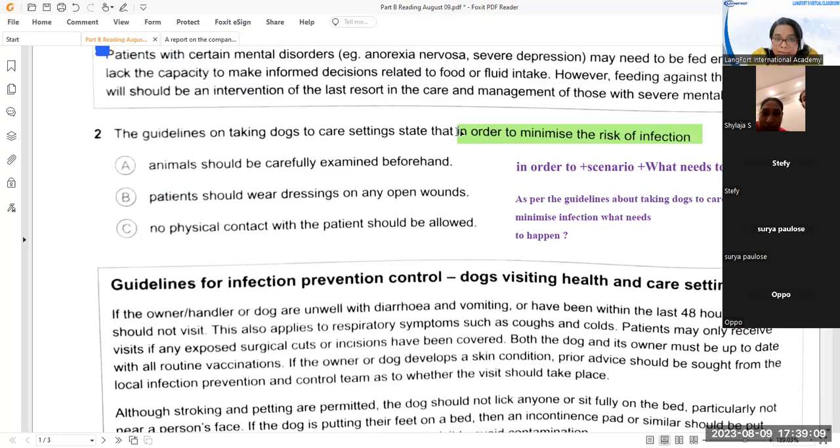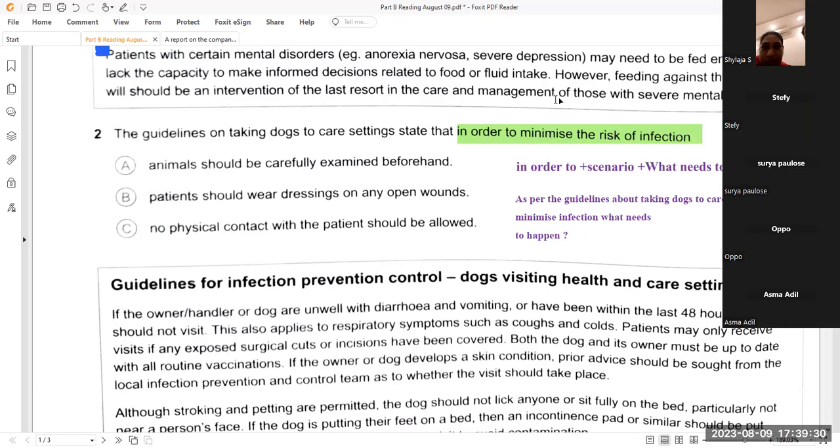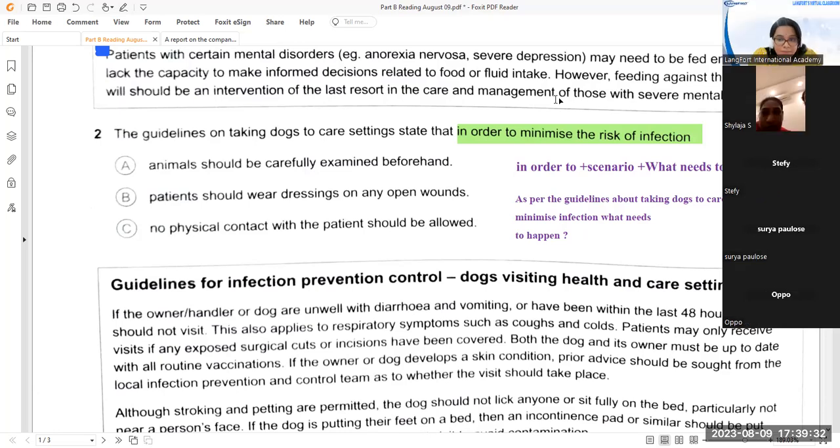My question ended with "in order to" with a scenario, the scenario being minimize the risk of infection. So how did I interpret it? I interpreted it using "what needs to happen." So according to the guidelines, in order to minimize infection, what needs to happen? All of you, Surya, Anu, Shailaja, Asma, Steffi, others, go through it. Remember this: when you have "in order to" with a scenario, just ask what needs to happen.